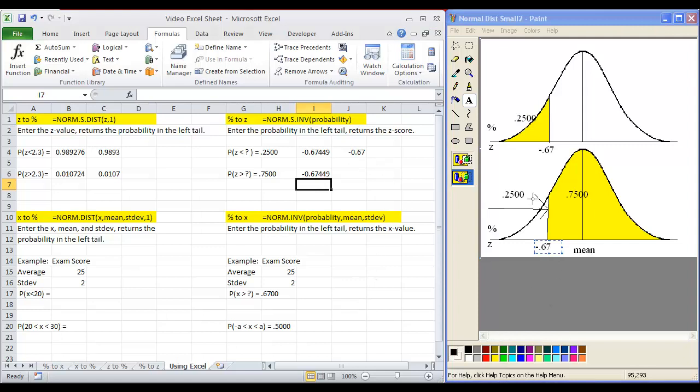So there's a 25% chance that our value is going to be less than negative 0.67 standard deviations from the mean. And there's a 75% chance that it'll be more than.